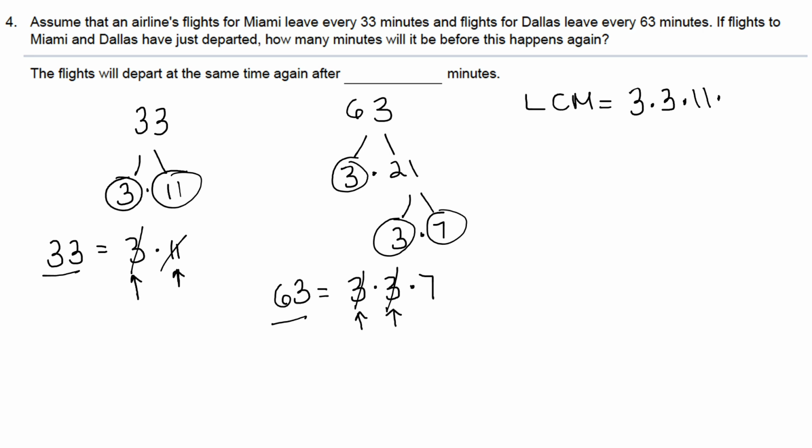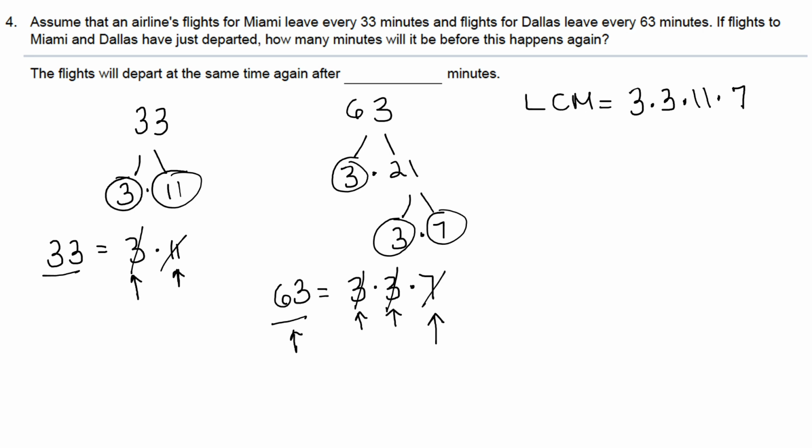Now I took care of both factors of 33, so I want to go to 63 and see if there's any other factors that I need to look at. And there is. We have a 7. So 7 appears one time in 63, but 0 times in 33. So the greatest number of times that 7 appears is one time.